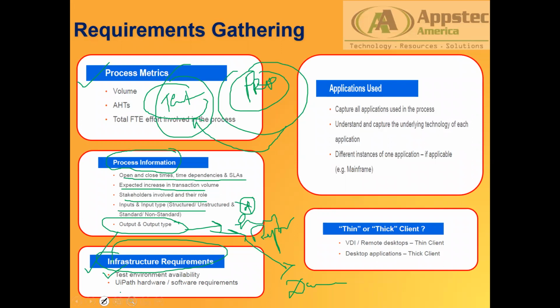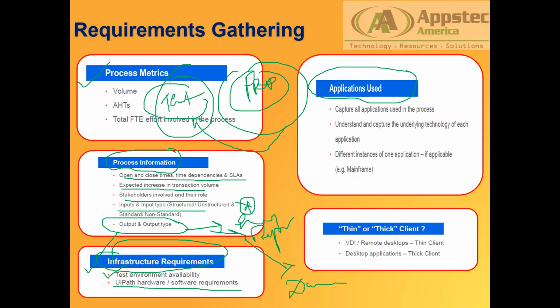We also need to understand that if we are going to develop with UiPath as a platform, then my solution, starting from my solution to my architecture to my deployment, everything needs to comply with the UiPath hardware and software requirements. UiPath as a platform has its own software and hardware requirements, so that also we need to understand from a technical standpoint. Then the next parameter in our requirements gathering is the applications used.